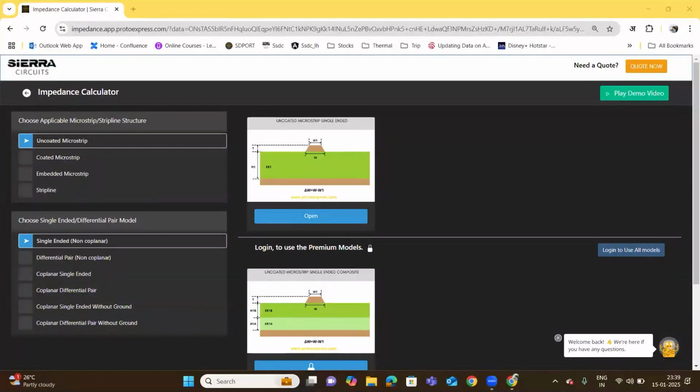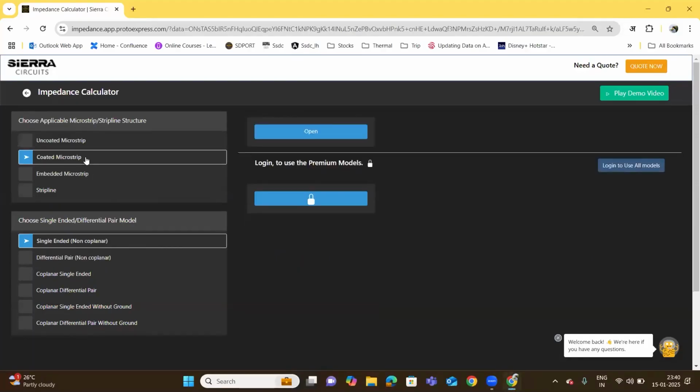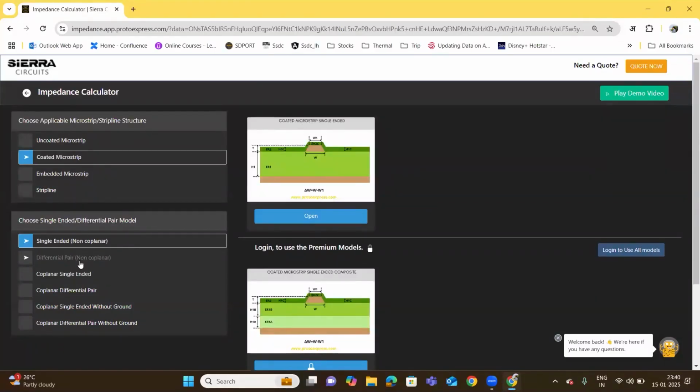So we have Sierra Circuit's impedance calculator here, which uses the 2D numerical solution of Maxwell's equations for PCB transmission lines and renders fairly accurate results that are suitable for circuit board manufacturing and engineering analysis. The impedance calculator tool supports 82 impedance models with multiple geometries. As we can see here, we have the uncoated, coated, and embedded microstrip, as well as the strip line. And with each specific model, you can choose them in a single-ended, differential pair, coplanar, etc. Let's go with a coated microstrip for now in a differential pair.